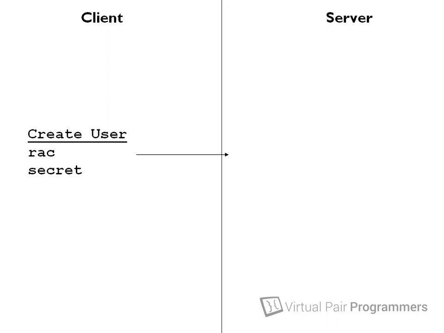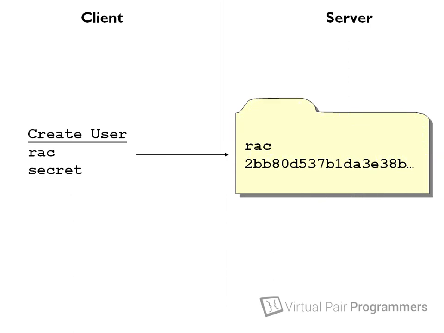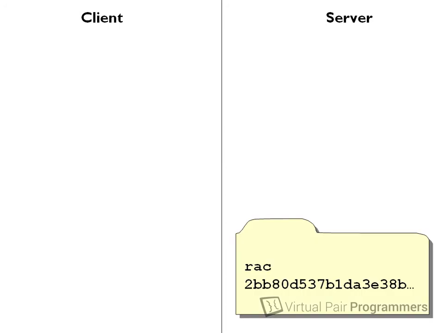And what our server will do is, rather than storing RAC and secret, it will store RAC, but it will run the secret through the hashing algorithm. And out will come this apparently random series of characters, and it's the hash that we're going to store on the database. The idea is, if at any point in the future our database is compromised, stolen, in other words, a malicious user might know what this hash is, but they should have absolutely no way of ever working out what the original password was. So we're going to store the username and the hash.